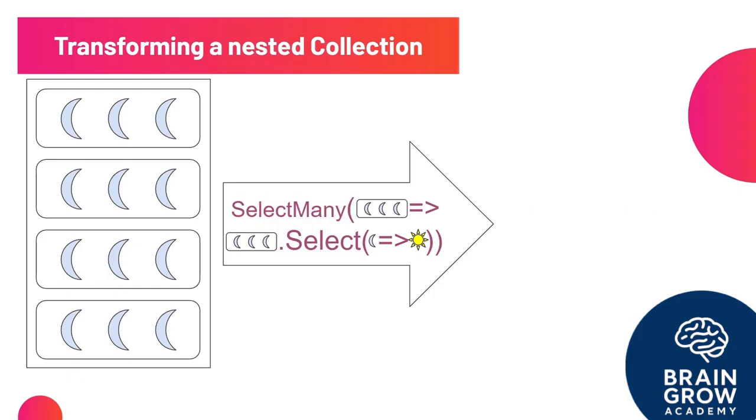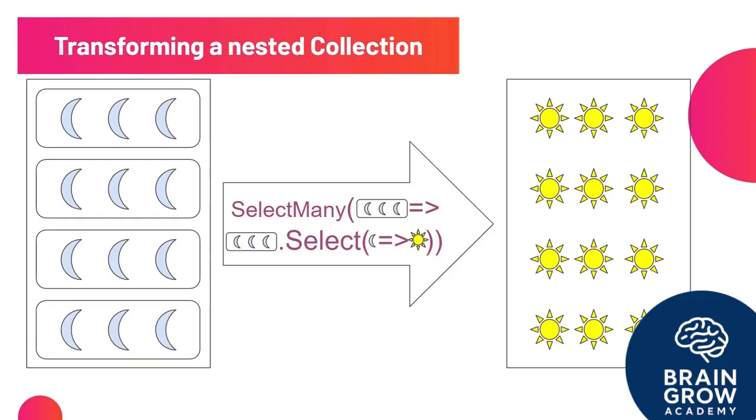Let's replace the external Select with the SelectMany method. SelectMany returns a different result. Transforming a nested collection using the SelectMany method not only transforms the collection, but also unpacks each internal collection. In other words, it flattens the two-level collection and turns it into a one-level collection.